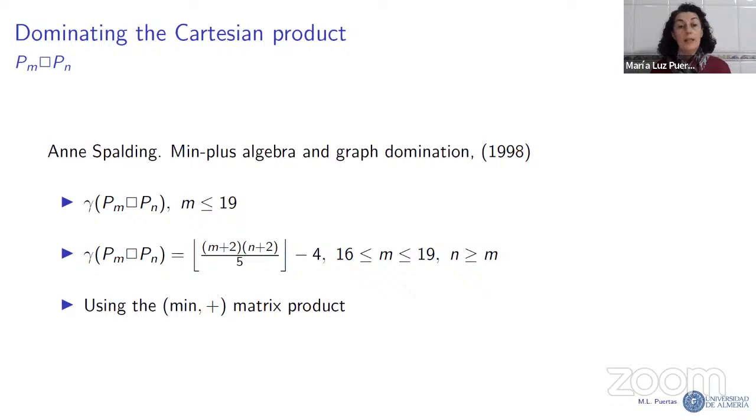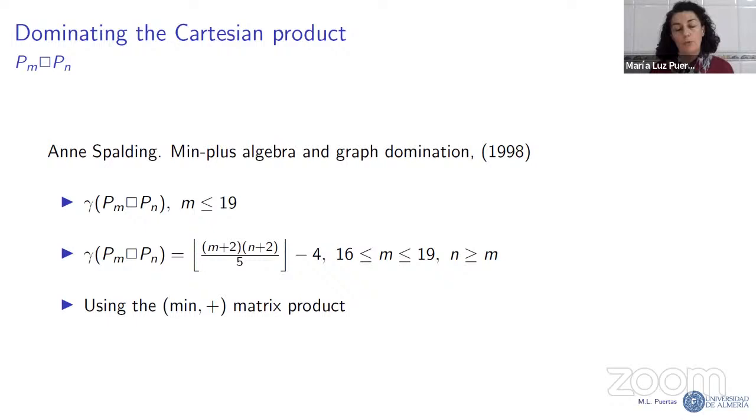Six years later, this is another thesis. In this thesis, Alanna Spalding obtained the domination number for grids with m less or equal than 19, a lot of grids, because 19 is greater than 16. He obtained that for these cases, between 16 and 19, the conjecture of Chang is true. So he said, okay, it looks like this is the formula for all values.